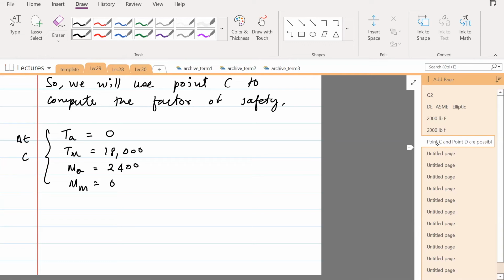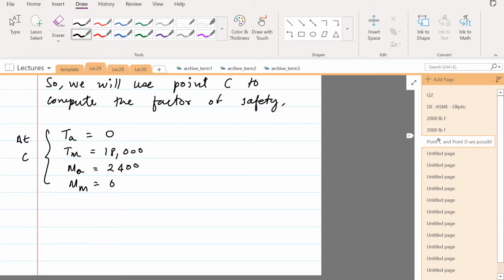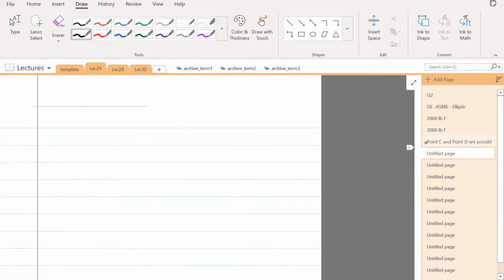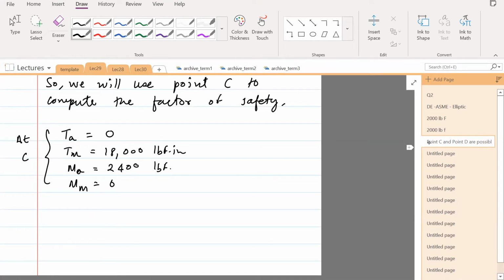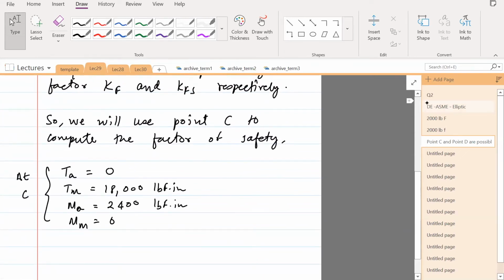And since it's going to keep rotating, this moment M is going to be going positive, negative. So the top part would be in tension, compression, depending on the amplitude or which part of the shaft is moving in what direction. So let me just put the units, lbf inch and lbf. So that's the torques. Now let's see what else we need.